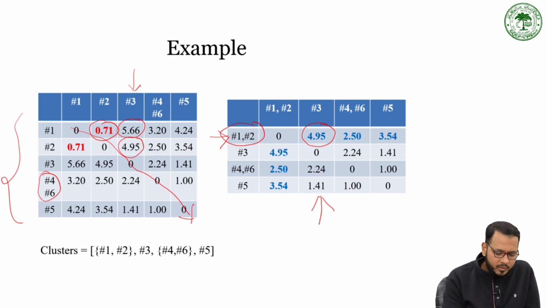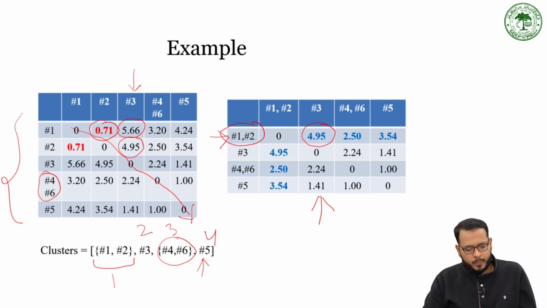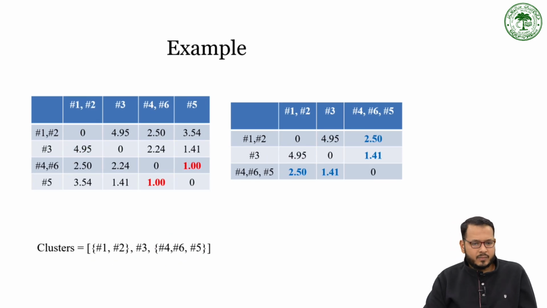And now the number of clusters remains 4. So this is one cluster now. This is cluster number 2. This is the third cluster and this is the fourth cluster. We will repeat the process once again. We will once again identify the minimum among the values of the distance matrix.